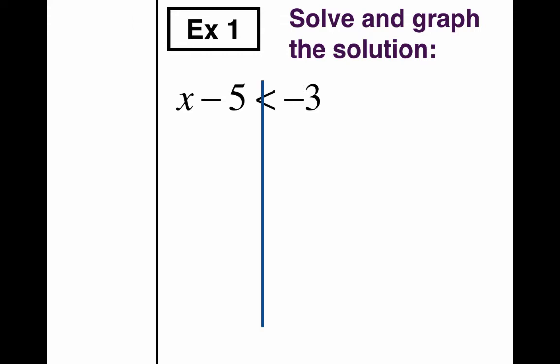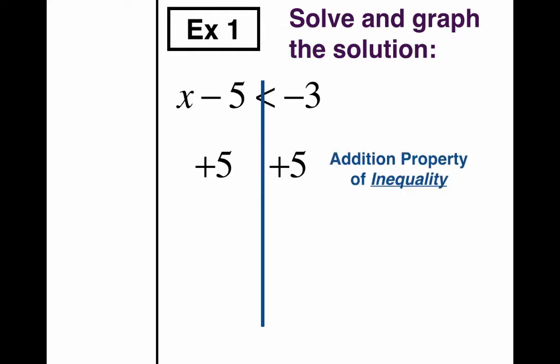Here's our strategy. We put a line down the middle as if it was just a regular equal sign problem. We want X to be all by itself, isolated. So what do we need to move? The minus 5. We're going to add the 5 to the other side to move it over. No problem. So if we add the 5, technically we're using what's called the addition property of inequality.